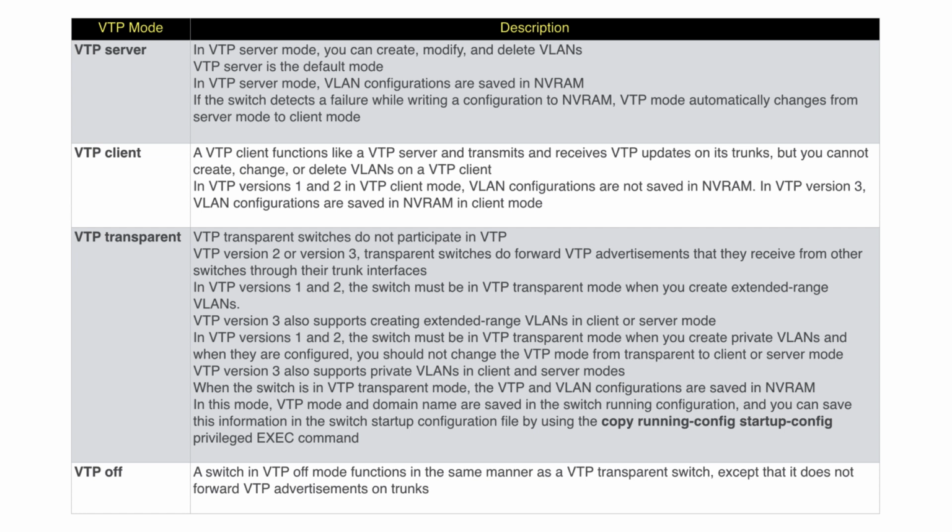When the switch is in VTP transparent mode, the VTP and VLAN configurations are saved in NVRAM, but they are not advertised to other switches. In this mode, VTP mode and domain name are saved in the switch running configuration, and you can save this information in the switch startup configuration file by using the copy running-config startup-config privileged exec command. In a switch stack, the running configuration and the saved configuration are the same for all switches in a stack. VTP off. A switch in VTP off mode functions in the same manner as a VTP transparent switch, except that it does not forward VTP advertisements on trunks.